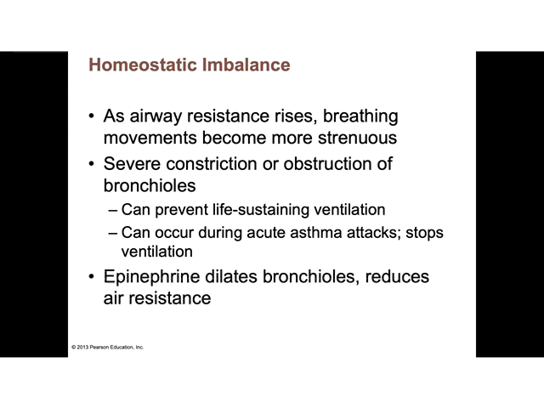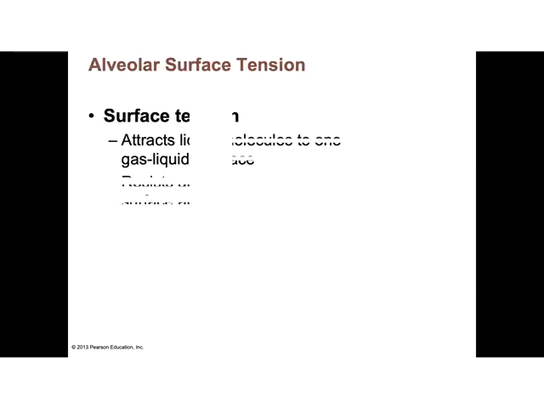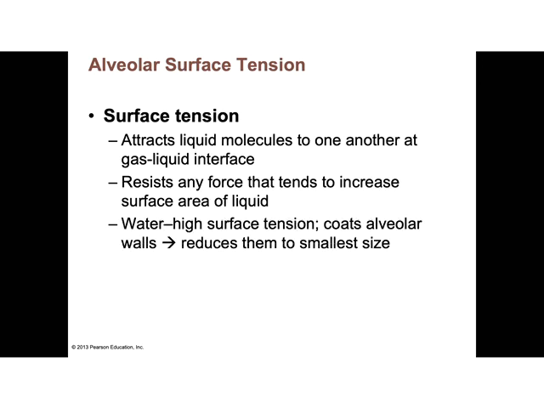As airway resistance goes up, breathing movements get more strenuous. Severe constriction or obstruction of the bronchioles can prevent ventilation and can occur during asthma attacks, which is an example of a reversible obstructive pulmonary disorder, and that can stop ventilation. This is why they usually carry albuterol or epinephrine with them to promote bronchodilation, to open those airways back up so that they can restore flow and breathe again.